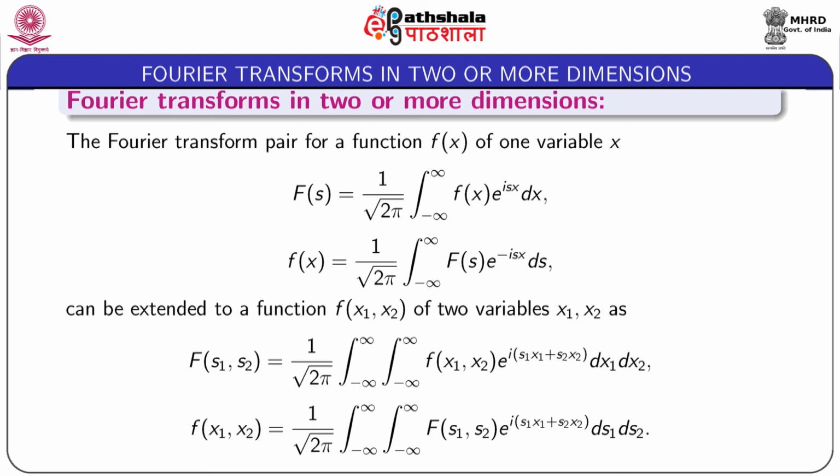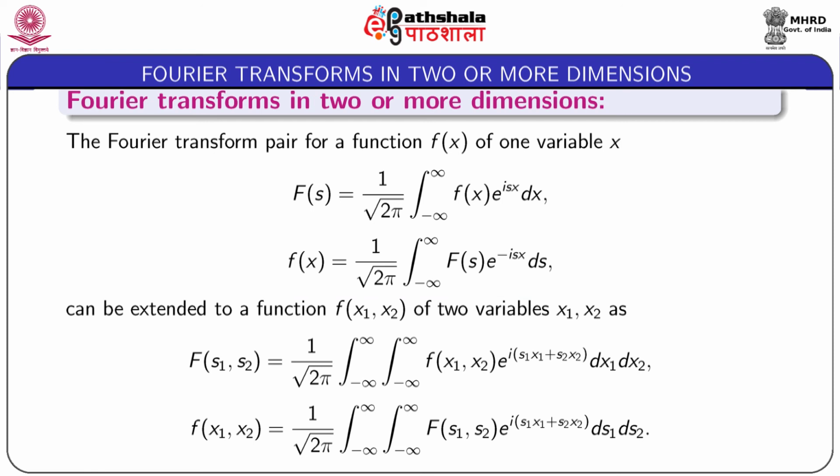Now, we come to Fourier transforms in 2 or more dimensions. The Fourier transform pair for a function f(x) in one variable is, we know, capital F(s) equal to 1 by root 2 pi integral minus infinity to plus infinity small f(x) e to the power i sx dx, and its inverse transform is given by small f(x) equal to 1 by root 2 pi integral from minus infinity to plus infinity capital F(s) into e to the power minus i sx ds.